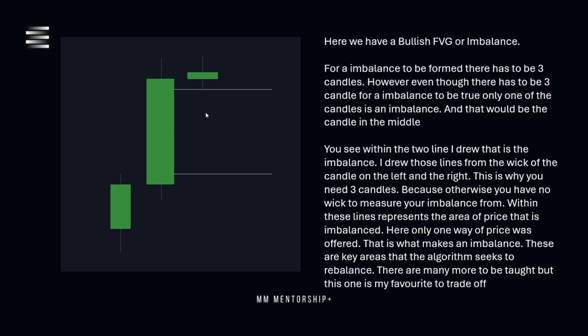Here, there were no sellers offered, which means there is an imbalance in price. It is not balanced. There's only buyers. There needs to be sellers here. Within these lines obviously represents an area of price that is imbalanced. Here, only one way of price is offered, which makes it an imbalance. These are key areas that the algorithms seek to rebalance. There are many more to be taught, but this is one of my favorites to trade off. I love to trade off fair value gaps paired with maybe a mitigation block or a breaker block, right? This is an imbalance.